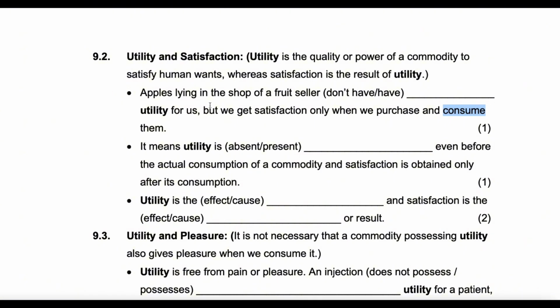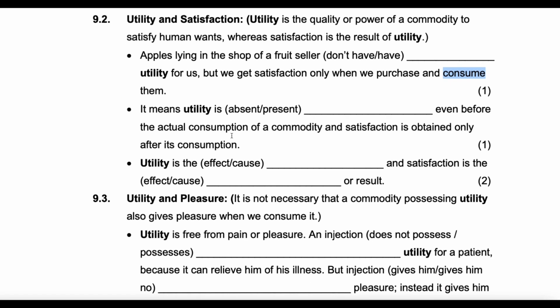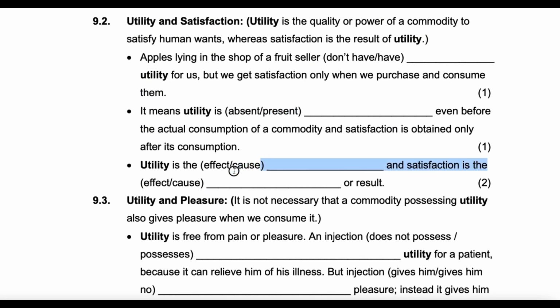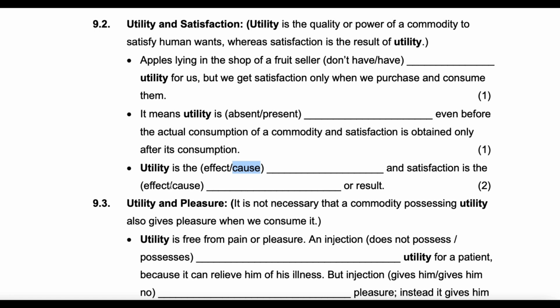So a good possesses utility, whether you purchase it or not, it does possess it. But then satisfaction only comes on consumption. It then means utility is present all the time. So it's present even before the actual consumption of a commodity, and satisfaction is obtained only after its consumption. So utility is the cause actually, and satisfaction is the effect.